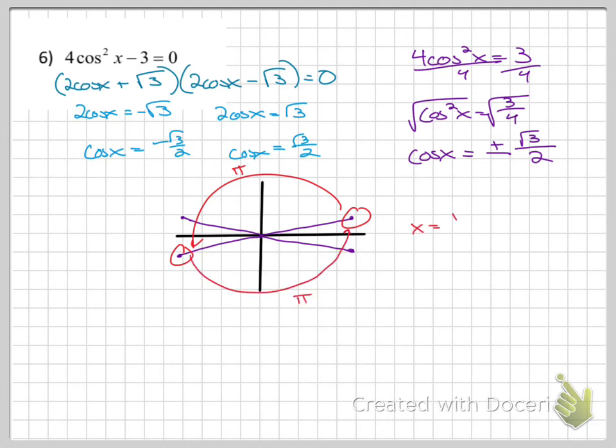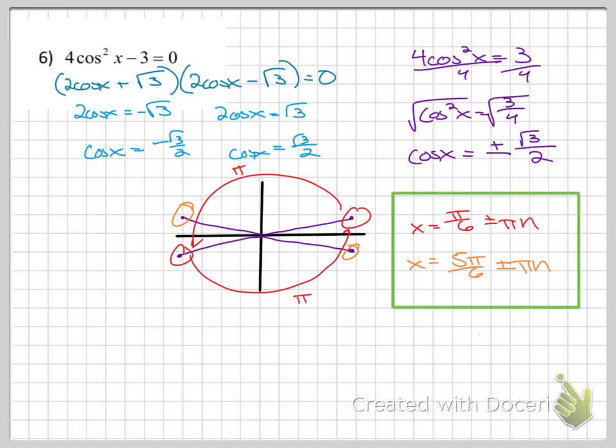So that's pi over 6 plus or minus pi n. That hits 2 of them. And then these two are pi apart as well. So x equals, what is that, 5 pi over 6, plus or minus pi n. That hits all 4 solutions in 2 neatly wrapped equations.